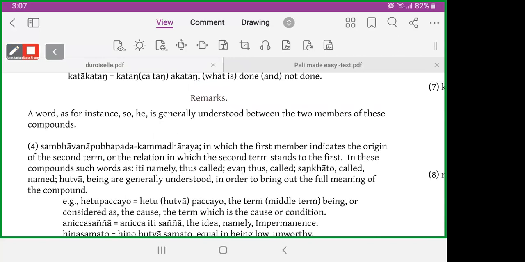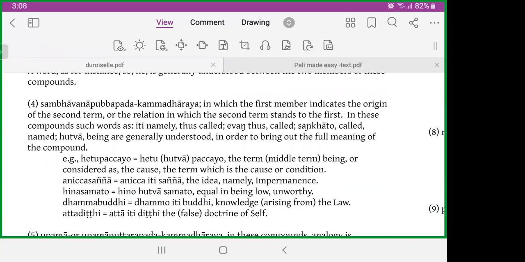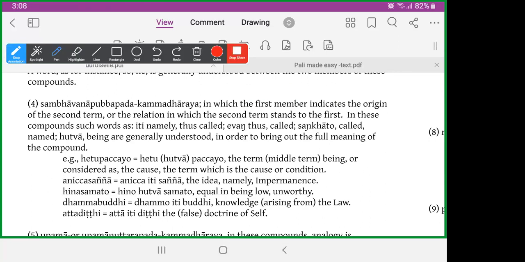Now, so we have another one. This is called another Kammadharaya. This is not so easy compared to the earlier one. All right. So we just have to look at the example. Okay, so maybe you all can join me in reading. Okay, so please join me in reading.